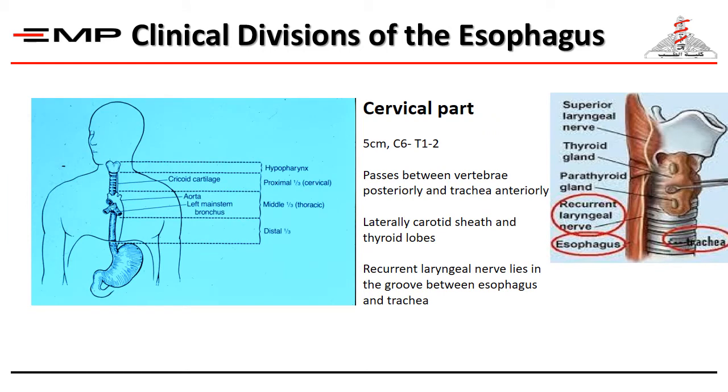We divide the esophagus into three parts: cervical part, thoracic part, and the abdominal part or segment. The cervical part is about 5 to 7 cm long. It starts from C6 and ends in T1, T2. It passes between the vertebrae posteriorly and the trachea anteriorly. Lateral to it, we find the carotid sheath and thyroid lobes. We have one important structure here. This is the recurrent laryngeal nerve, which lies in the groove between the esophagus and the trachea.